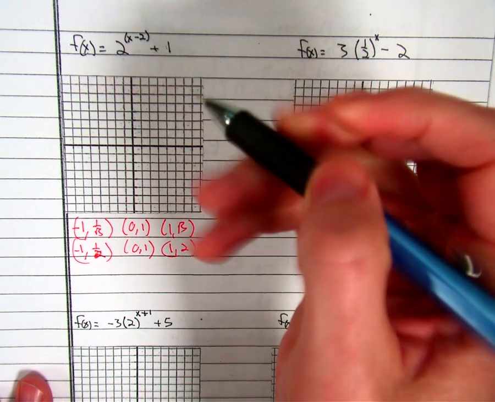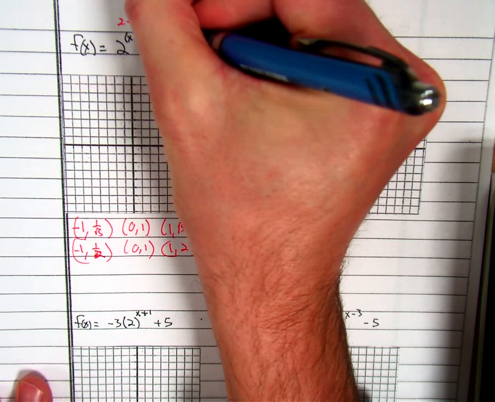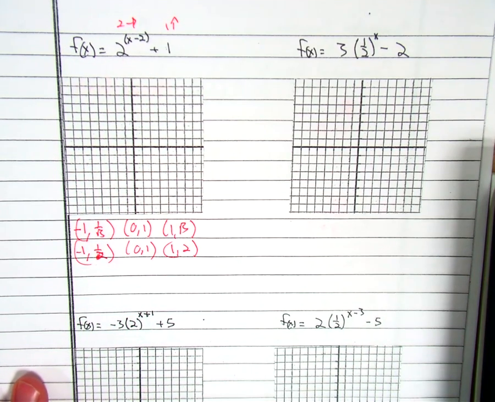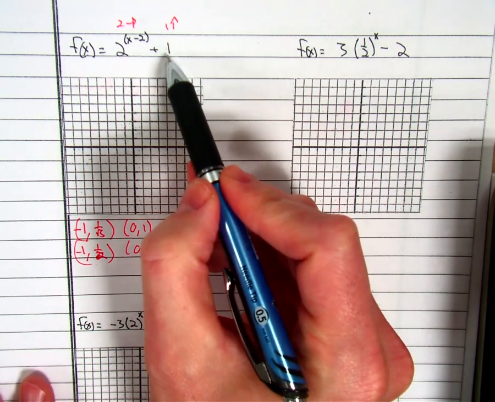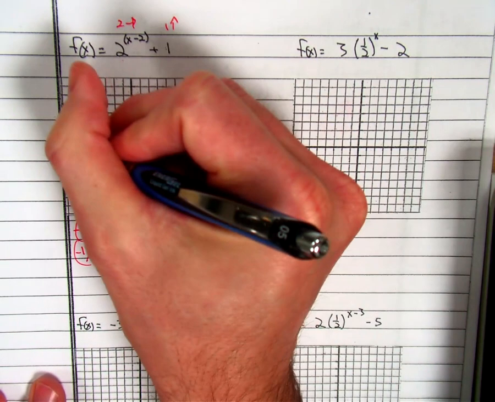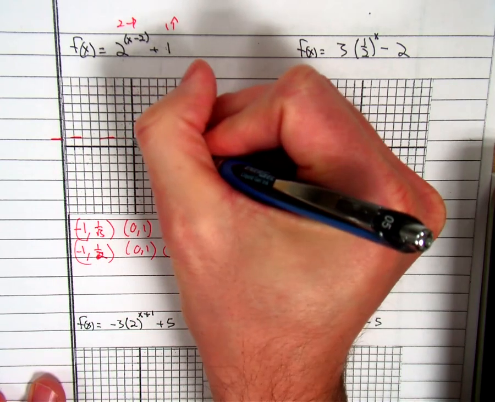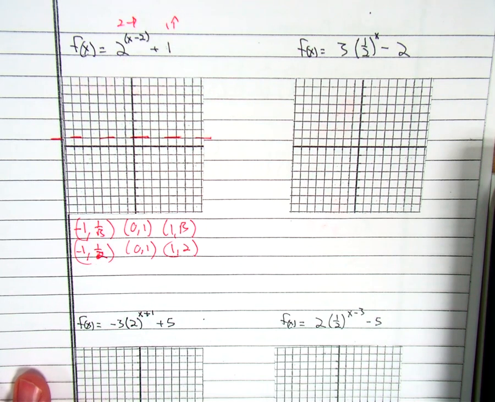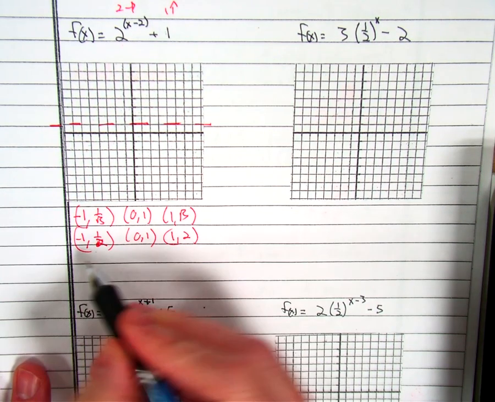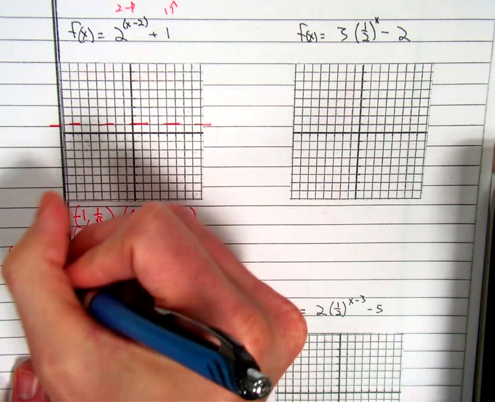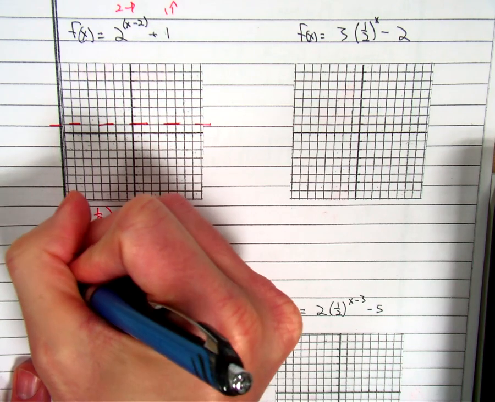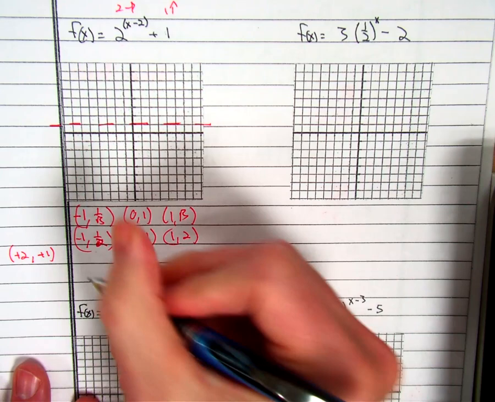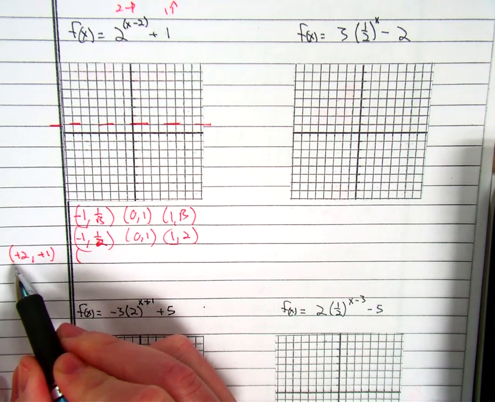Okay, we have minus 2, which is going to go 2 to the right. And we have plus 1, which is going to go 1 up. So first off, that plus 1, that 1 up is going to move my asymptote line to 1. Okay? And then next, down here, I want to write something like this, plus 2, comma, plus 1. And I'm going to do that to all of my points. So I'm going to add 2 to all the x's.